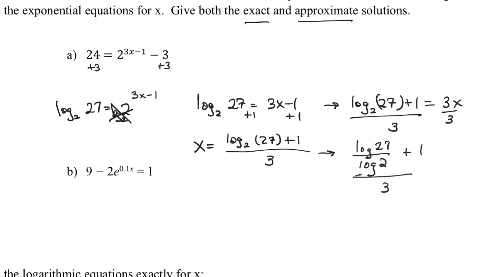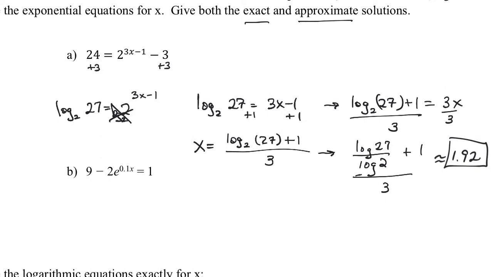So on a calculator, you would type log 27, and then divide that by log 2, then add 1, then divide by 3, and you'd get 1.92 as an approximate value for x.